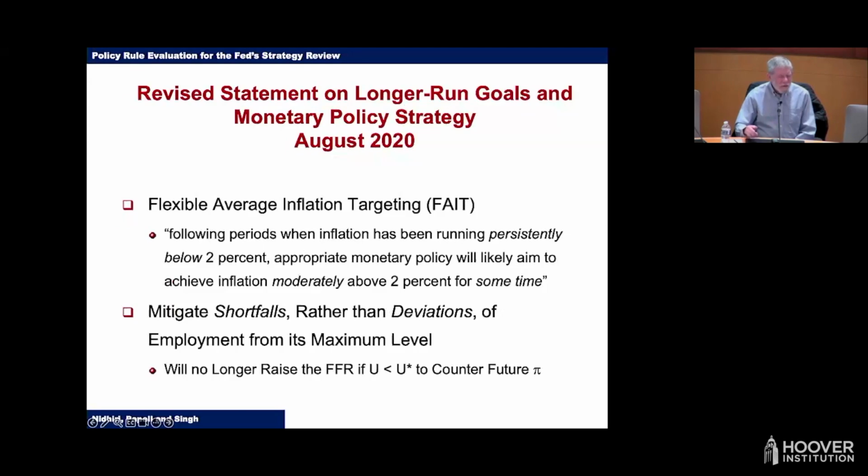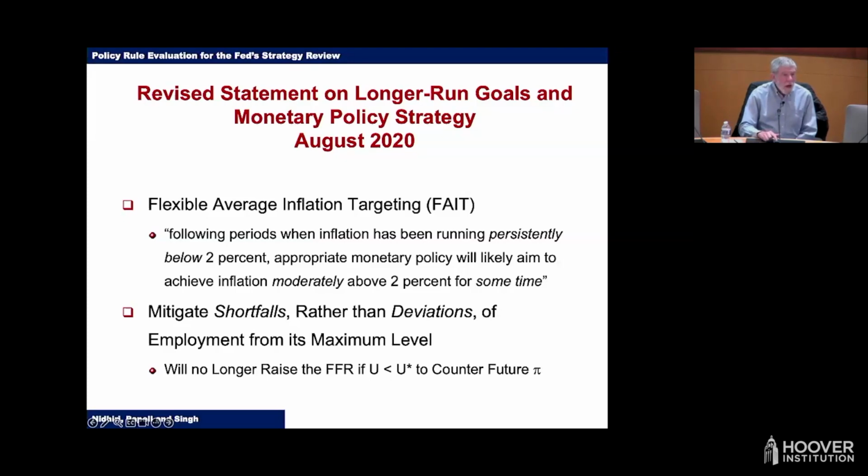So the revised statement on long run goals in monetary policy strategy, August 2020, had the famous or infamous flexible average inflation targeting, or FAIT, where the quote is well known. One important thing with this is that it left persistently below, likely aim, moderately above, and sometime undefined. And the other half is the shortfalls, mitigating shortfalls rather than deviations of employment from its maximum level. If you take maximum level as equivalent to the natural rate of unemployment, which is how Rich Clarida would describe it, it means that it reflects the flat Phillips curve.